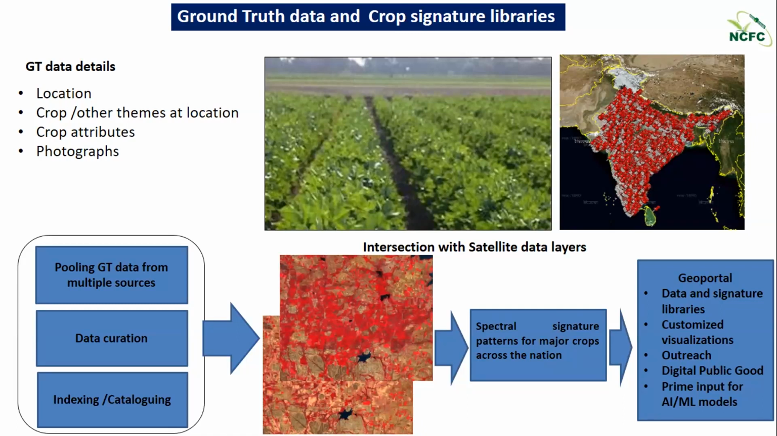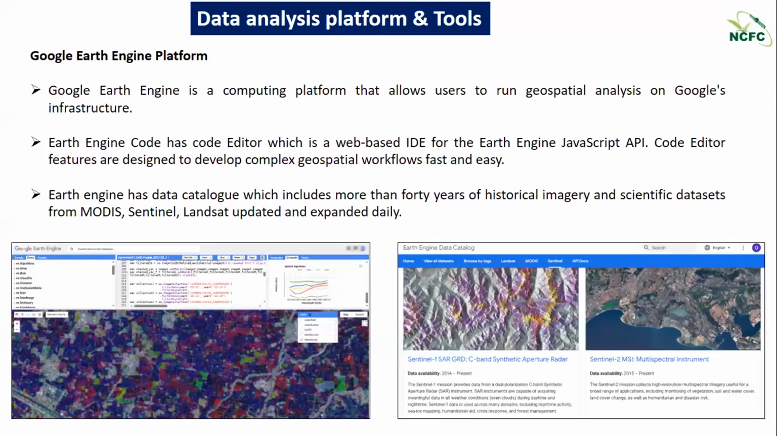So you have GT, you have Sentinel data, you generate the library. Then if you just give a fresh image of that particular period, it should say, okay, it's a wheat crop or mustard crop. That's the idea. So that's about the data set.